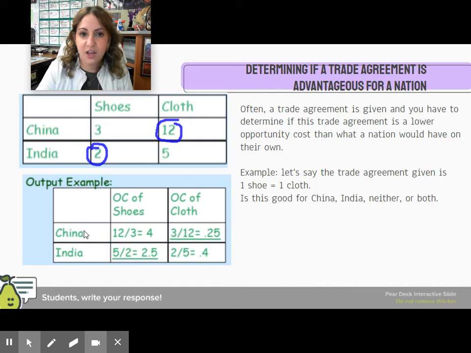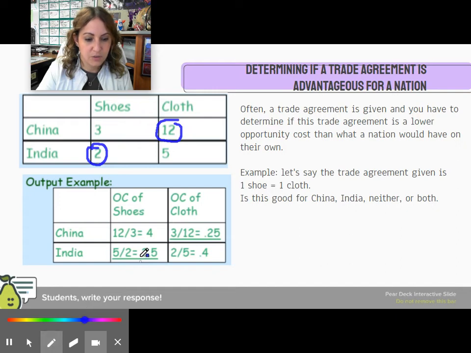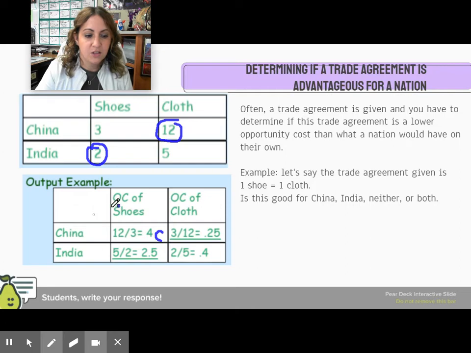Well, what would they have done on their own? If China was making shoes, it would have cost them, and I'm going to put this in units now, 4 cloths. So one shoe in China, if they were to make it on their own, would have cost them 4 cloths. Now one shoe is going to cost them 1 cloth. So if they do it by themselves, they're going to have to give up 4 cloths to make a shoe.